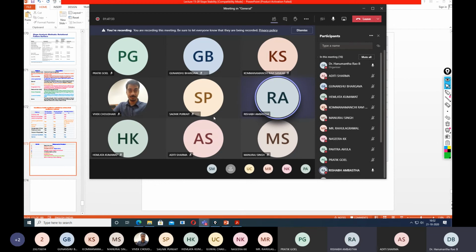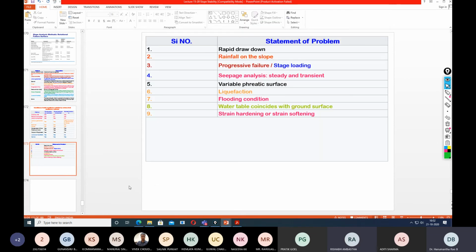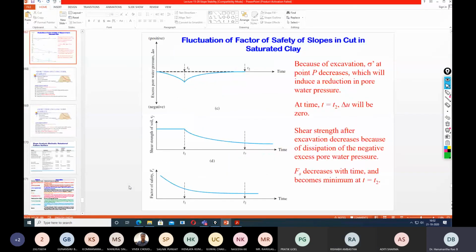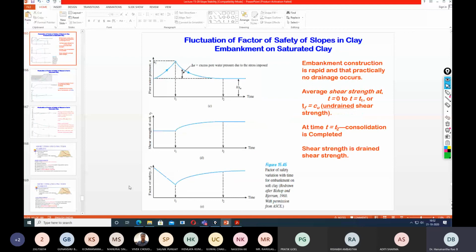Sir, could you go to that slide where pore water pressure and strength relation was given in the form of a graph? This one? Yes, sir. Here in the first graph, when pore water pressure is increasing, shear strength is constant. How is that? It should decrease. Why do you expect shear strength to decrease? Because if pore water pressure is increasing, that means effective stress is reducing.